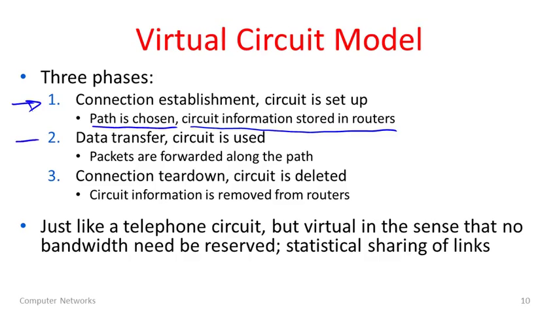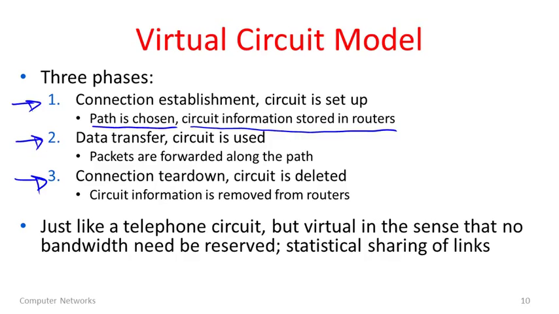Once it's set up, then there's a data transfer phase. This is the useful bit in some sense, the bit we want. We send packets along this virtual circuit, and all of the routers along the path forward them on to their destination. And then finally, when we're done, particularly if we're nice, there is a circuit teardown phase in which everything's cleaned up. The state about this circuit is deleted from all of the routers along the path in the middle of the network, so they can forget about it and move on to new circuits.